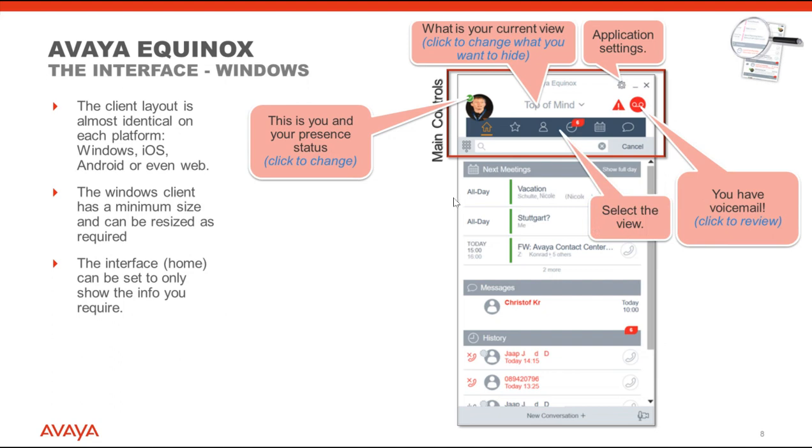You have a gray bar here in the main controls, and this is like a tab. This allows you to select what is shown underneath in the contextual section, whether it's the home screen, favorites, contacts, history, etc.